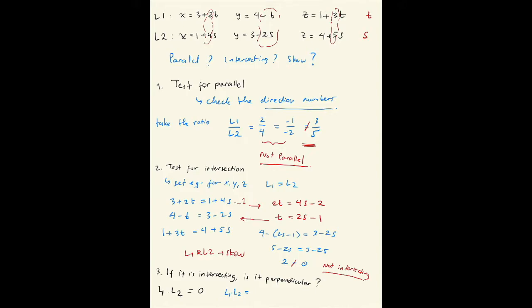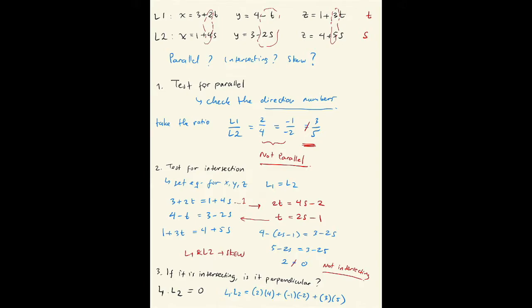So from this L1, L2, the dot product will be 2 and 4, 2 times 4, plus negative 1 times negative 2 for y, and then plus 3 times 5. If you calculate all this value, 2 times 4 is 8, 8 plus 2 is 10, 10 plus 15, it's not 0, right? So that means it's not perpendicular. Okay. Yeah, it's not intersecting. If it is intersecting, this is the question asking.